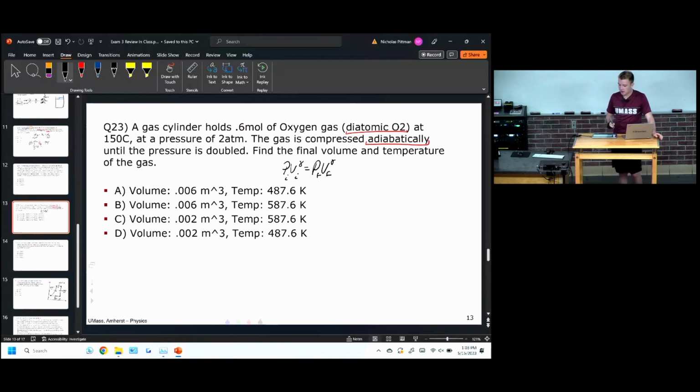Is like an immediate hint. And for temperature, you can use TV to the gamma minus 1, that's on the equation sheet for adiabatic processes, or you can use the ideal gas law once you know the final volume.